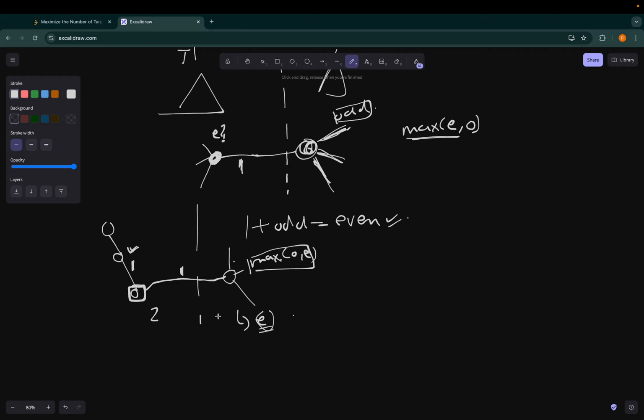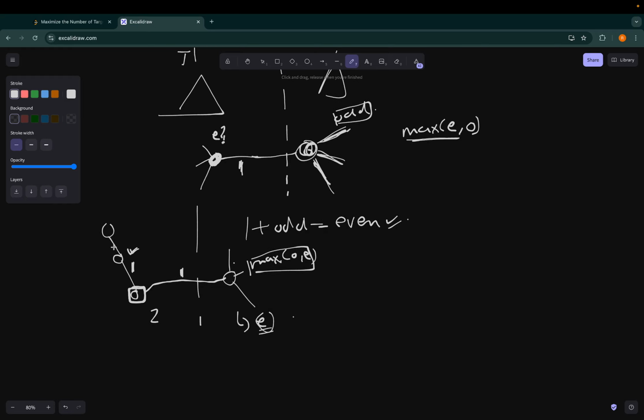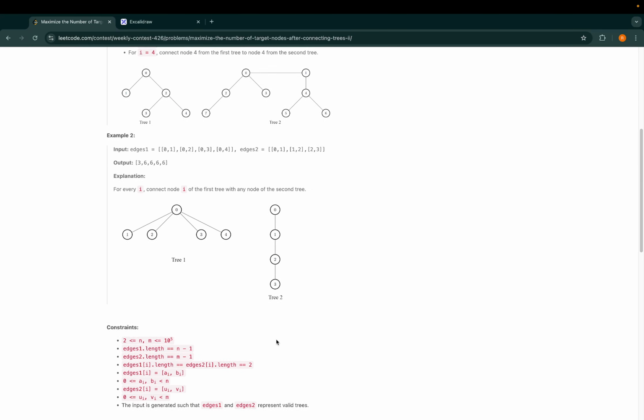So the answer would basically remain the same. The claim is that the answer would remain the same because we're just flipping the parities. So to avoid the headache, it's always optimal to connect this node for whatever we are finding the answer for. And that's what I'm doing here.